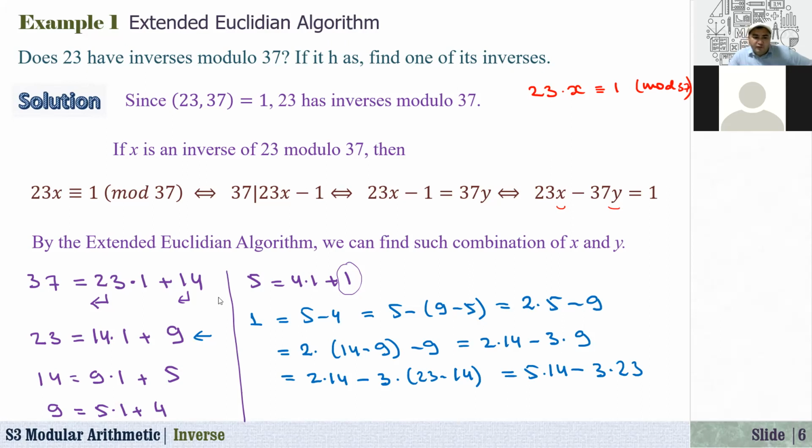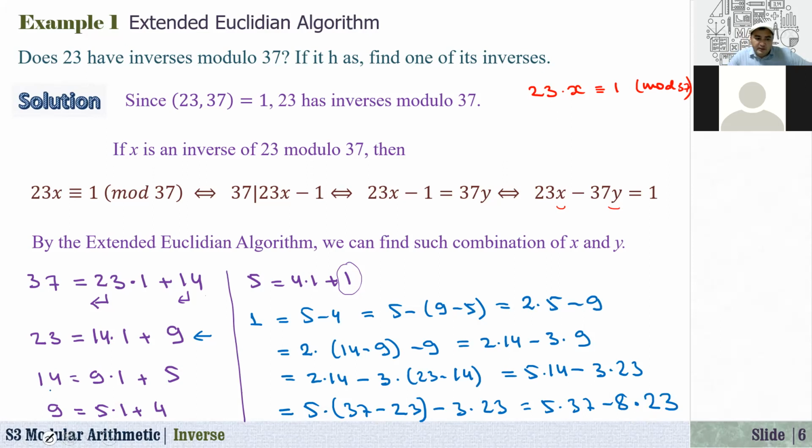So now I have 14, right? The last one, I can express 14 in terms of 37 and 23. So what is 14? Here we have 5. 14 is 37 minus 23, and minus, here we have 3 times 23, which is equal to, if you remove the brackets, 5 times 37 minus 5 minus 3 minus 8 times 23.